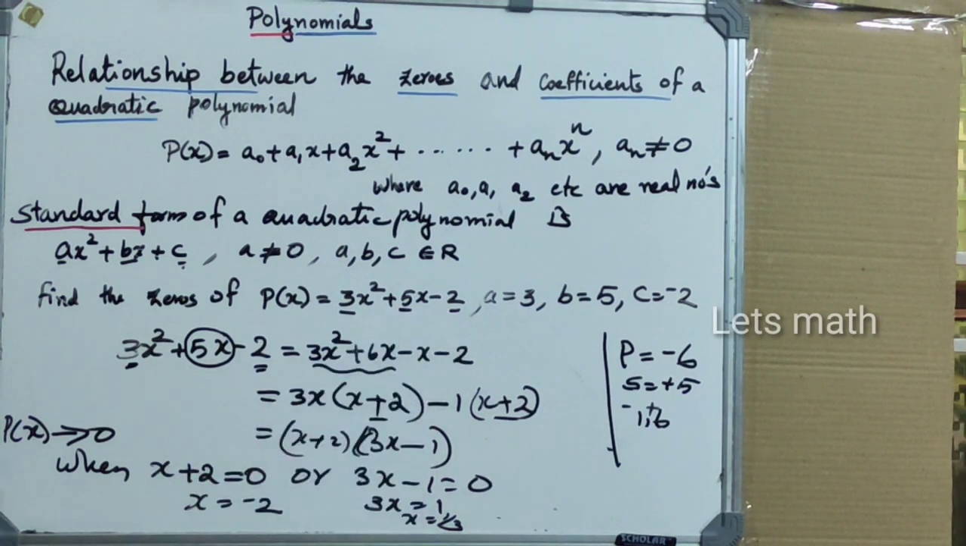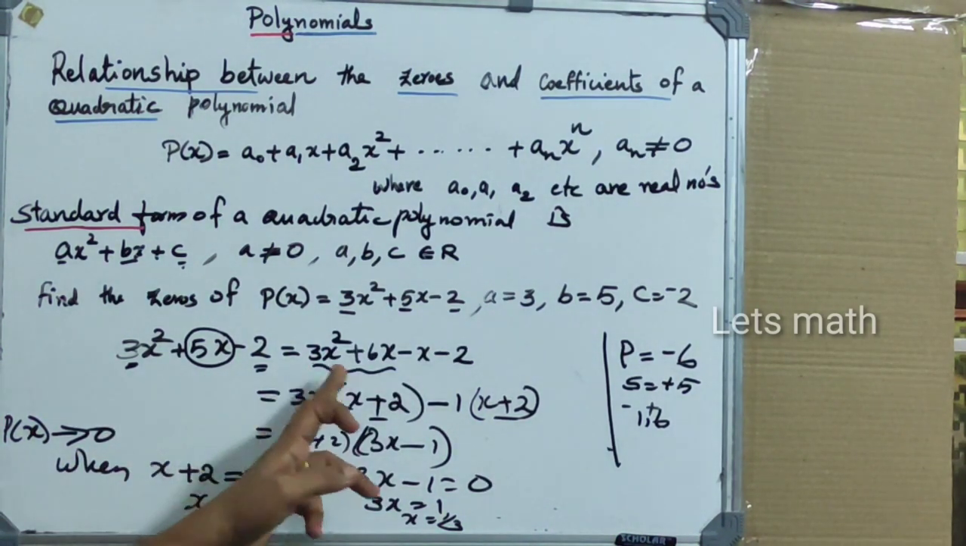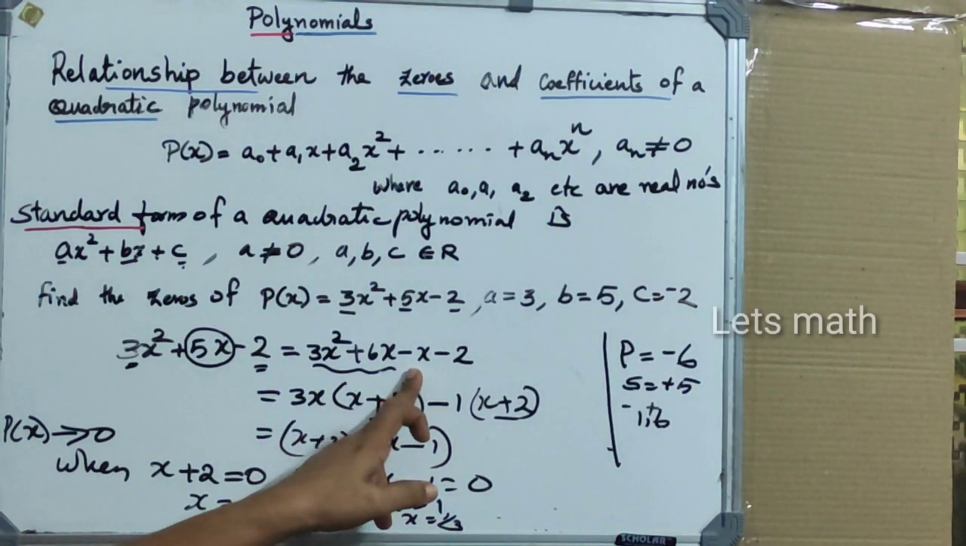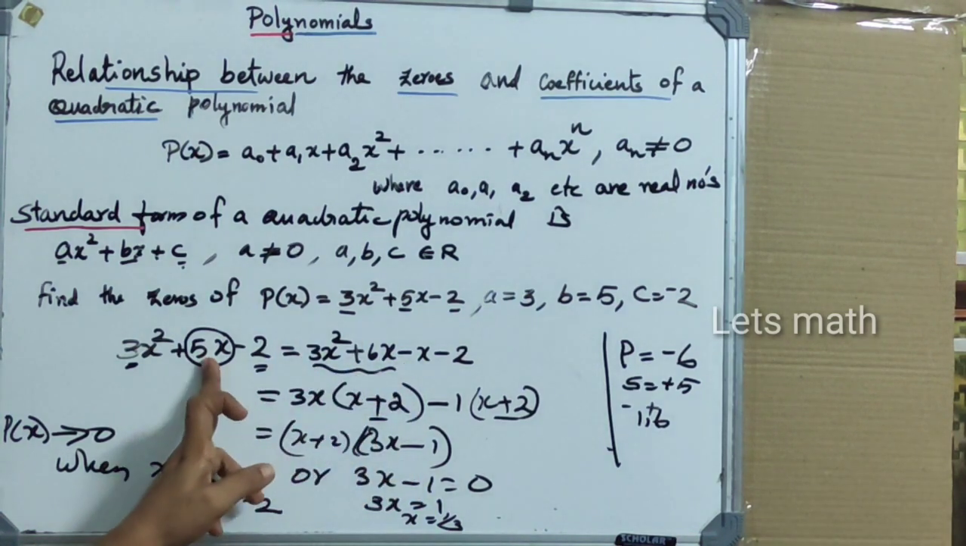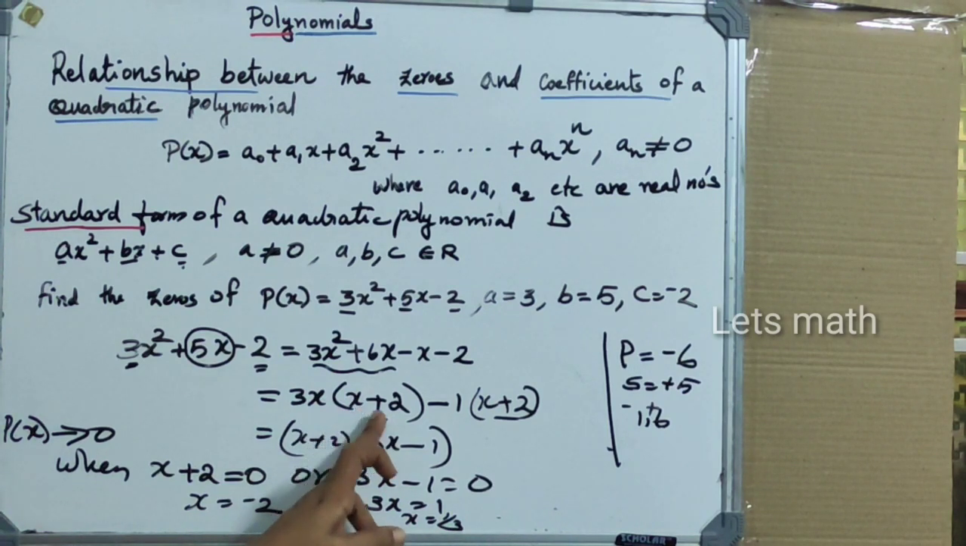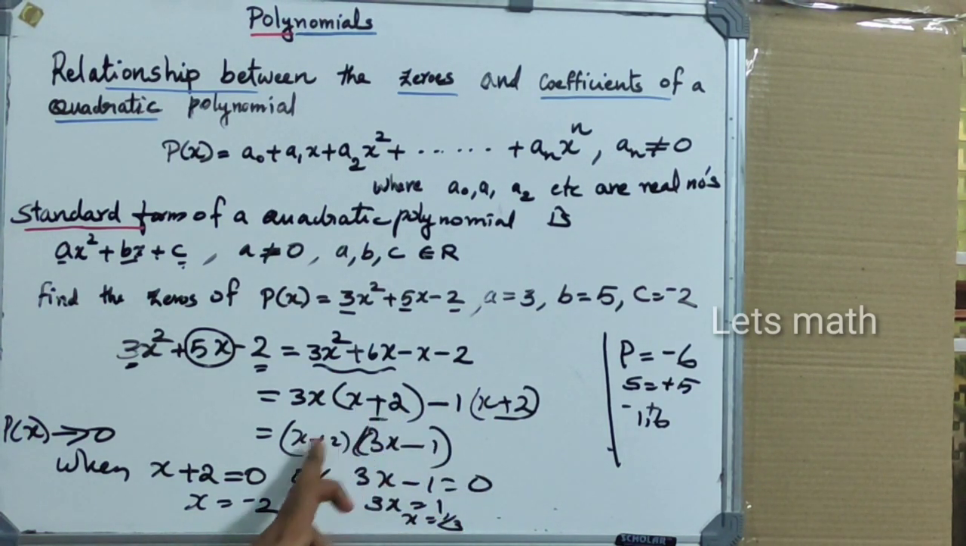Now, once again, 3x square plus 5x minus 2. We split the middle term 5x, that is 6x minus x, because 6 minus 1 is positive 5. So take common factor out, 3x into x plus 2 minus 1 into x plus 2. Now again the common factor is there, x plus 2 into 3x minus 1. Now x plus 2 equal to 0 or 3x minus 1 equal to 0. So x equal to minus 2 and x is equal to 1 by 3.